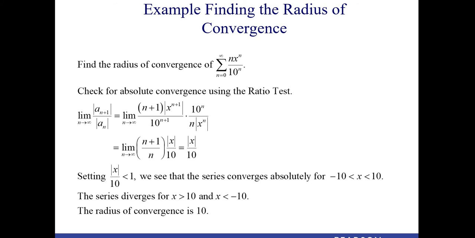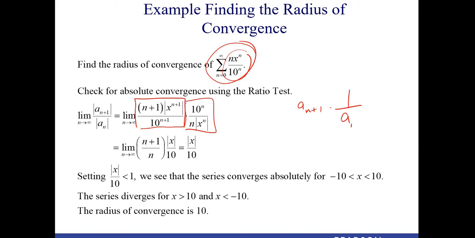Okay, so let's look at the first one. Here's our example. This is the function. We want to use the ratio test to find our radius of convergence. So using the ratio test, this expression is this function when I substitute n plus 1 in place of n. This is my original function as a reciprocal. So this is my a sub n plus 1 times the reciprocal of a sub n. And I'm taking this as the limit as n approaches infinity.